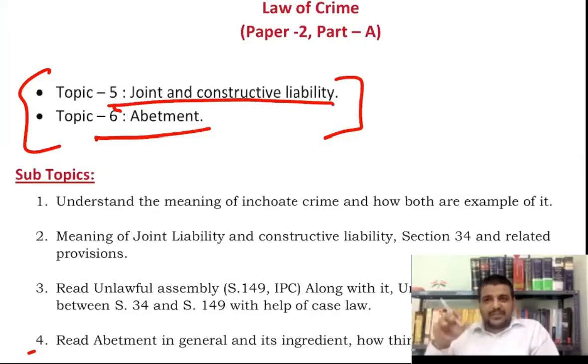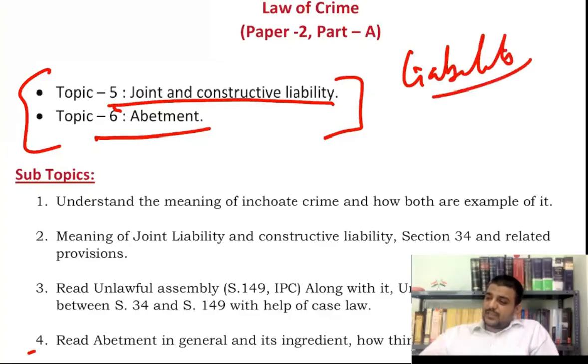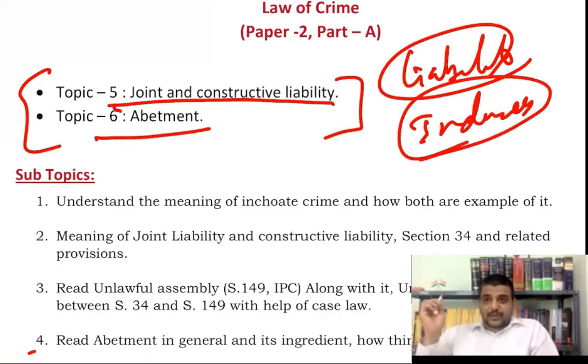Before prelims, I will finish law of crime, and after prelims, I will take a break and then again finish. Now, if we talk about liability, when the liability of a person is fastened, the traditional concept is that individually you are liable for your act. But our IPC says that there are certain circumstances when you are liable even if you do not do the act yourself.